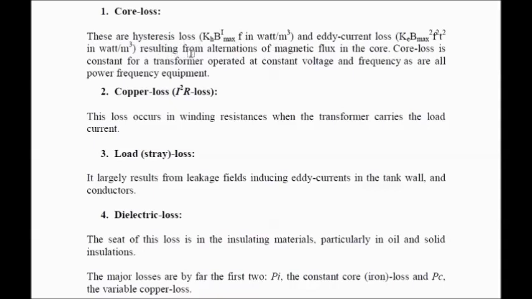And this core loss is because of alternation of magnetic flux in the core. And the most important thing about this core loss is that it is constant for a transformer operated at constant voltage and frequency.